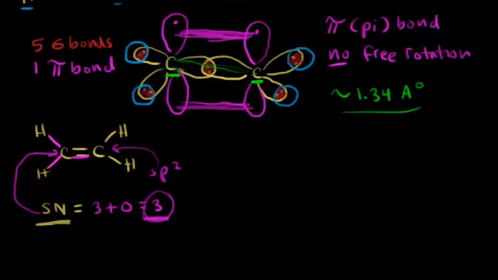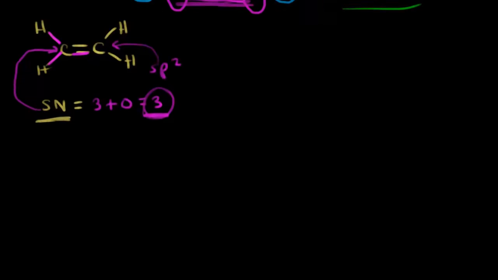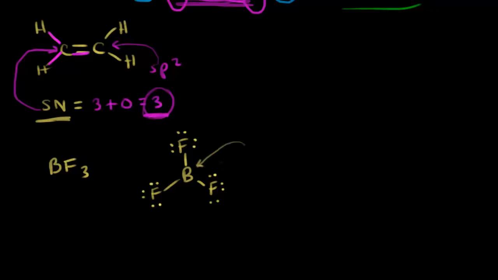Let's do another example. Let's do boron trifluoride, BF3. If you want to draw the dot structure for BF3, you would have boron, and then you would surround it with your fluorines here, and you would have an octet of electrons around each fluorine. So I'll go ahead and put those in on my dot structure. If your goal is to figure out the hybridization state of this boron, let's use the concept of steric number.